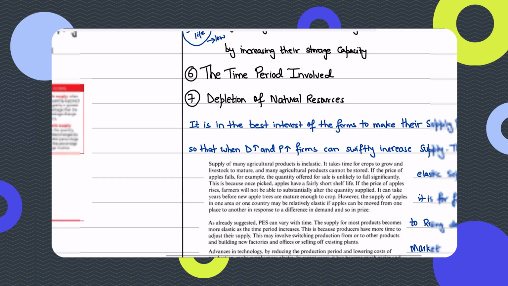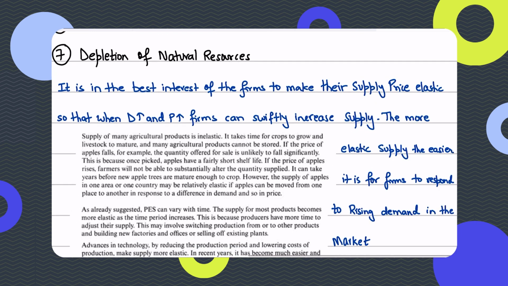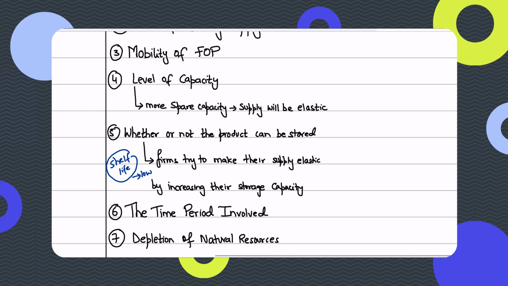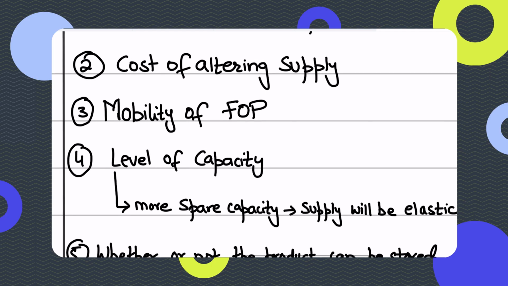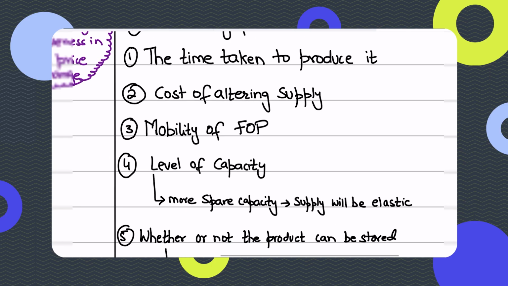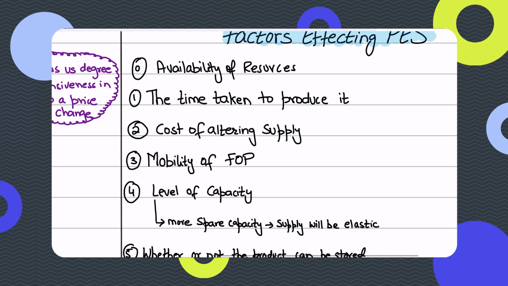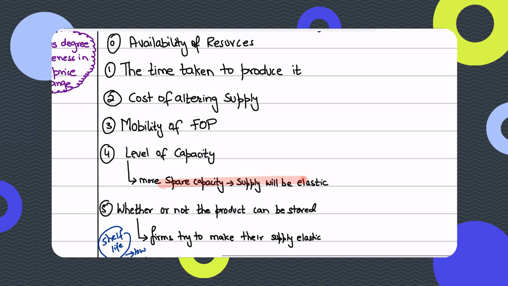Also, guys, remember that it is in the best interest of the firms to make their supply elastic. And how could they do that? By giving training to the workers that makes them more occupationally mobile, by investing in spare capacity, in capital equipment, and in technology, and by making sure they have some form of idle capacity available at their disposal as well.